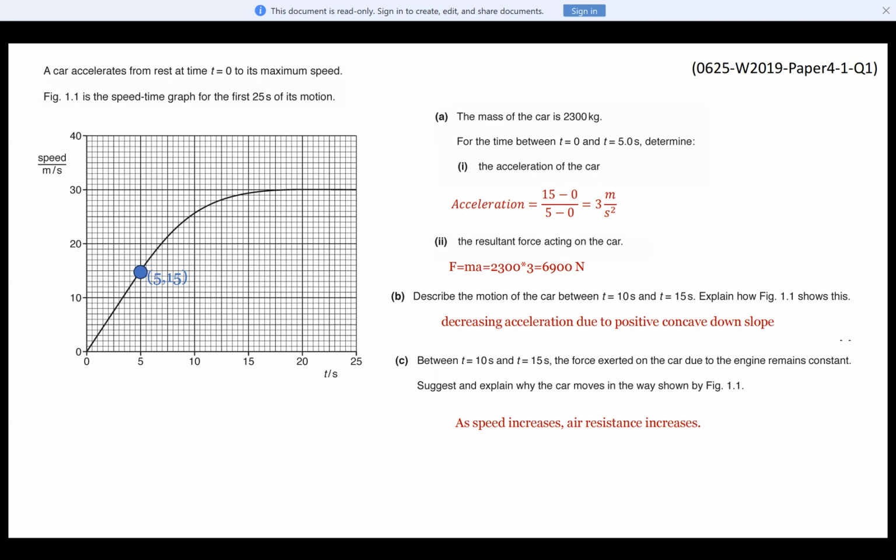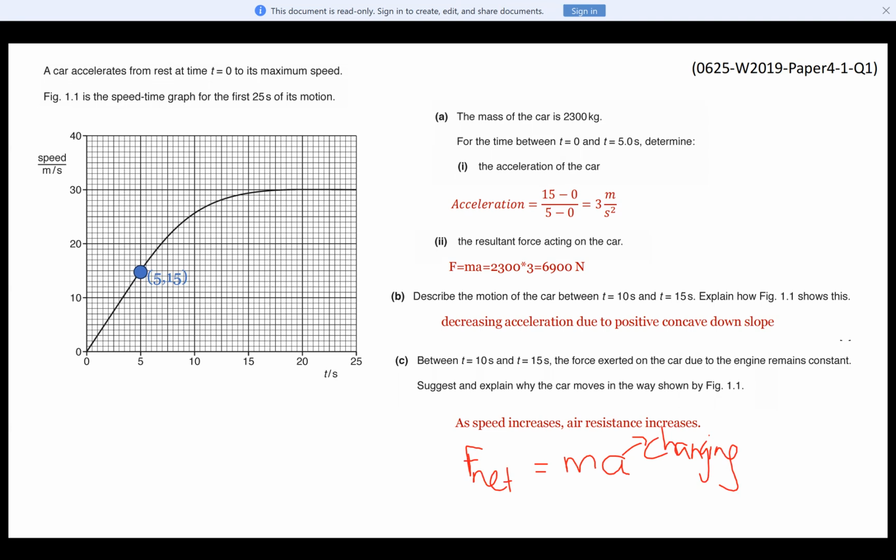Between t equals 10 and t equals 5, the force exerted on the car remains constant. Suggest and explain why the car moves in the way shown by figure 1.1. So if the force exerted on the car due to the engine is constant and the acceleration is not constant, that tells us what? It tells us that the net force is not constant. So remember, the net force is equal to mass times acceleration. This is changing. How do we know that this is changing? From the graph. The graph tells us that it's a curve, it's concave down, and we said that the acceleration is decreasing.